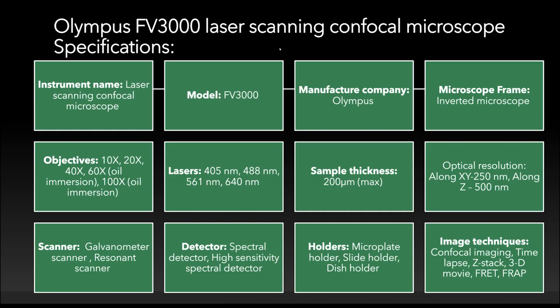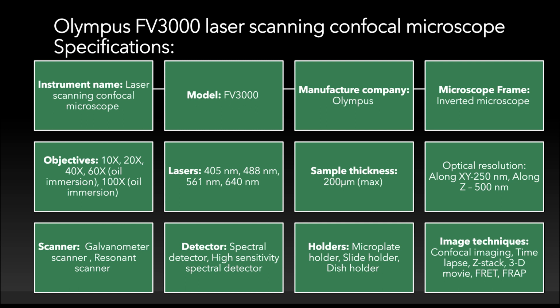So this is the specification of the FV3000 microscope from Olympus, and this is an inverted microscope. This microscope has 6 objectives: 4x, 10x, 20x, 40x, 60x and 100x, and it uses 4 excitation lasers. The maximum thickness of the sample should be 200 micrometers, and this microscope has a resolution along xy of 250 nanometers and along z of 500 nanometers. It is equipped with 2 scanners, a galvano scanner and a resonance scanner.